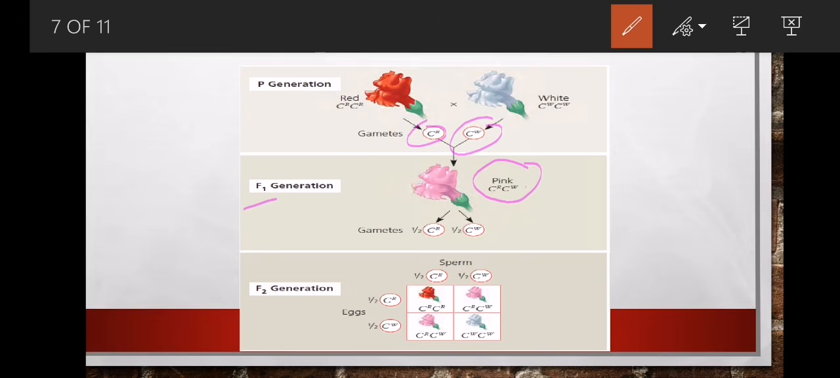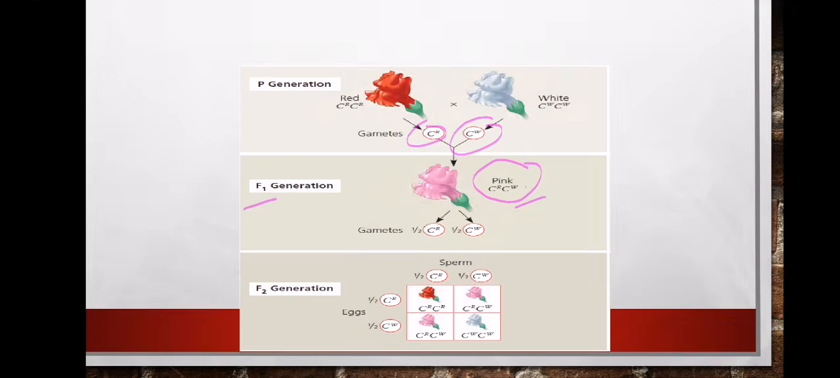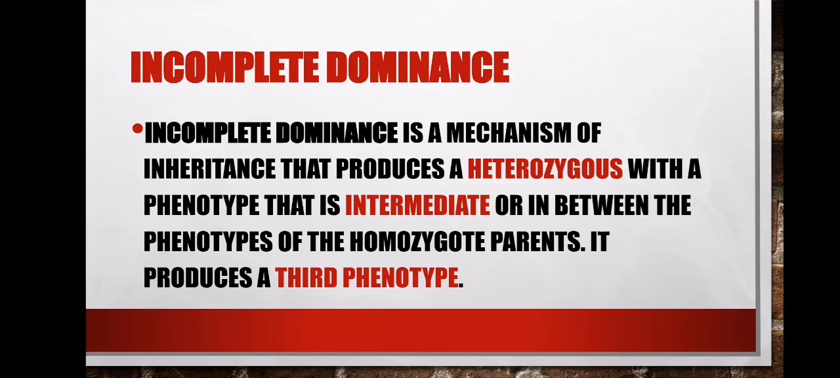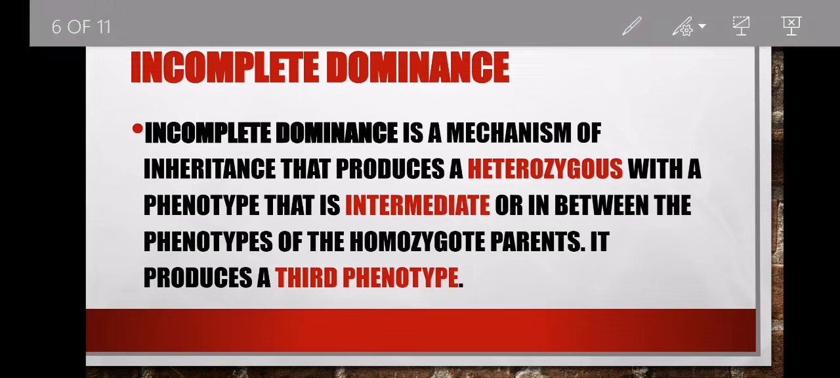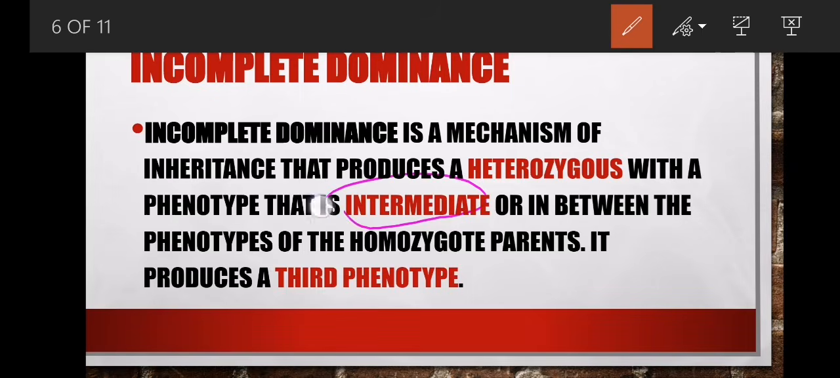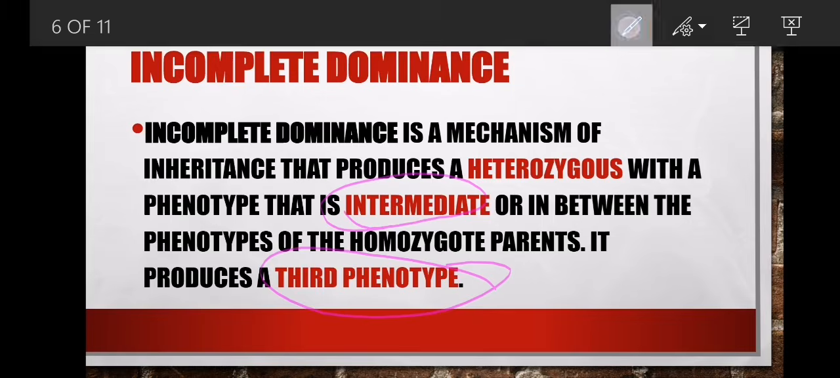Is it red? No. Is it white? No. What is the color of the offspring? It's pink. What did I say here? We said it produces what? An intermediate characteristic, which is what? Which is a third phenotype. What does that tell us?